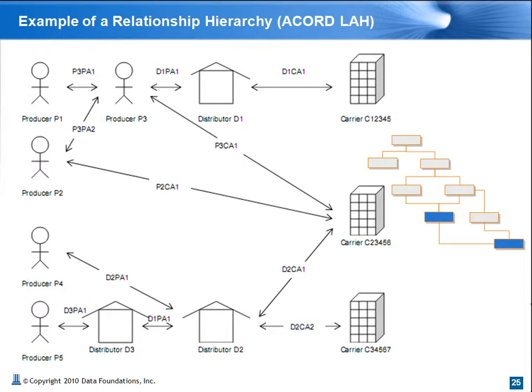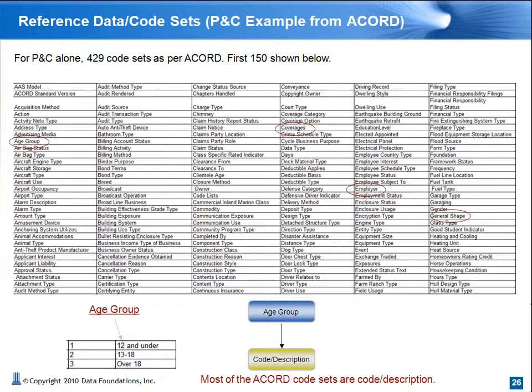ACORD provides 429 P&C code sets. This is an exhaustive and, personally speaking, fascinating list of code sets. By the way, can anyone tell me the application difference between breed and dog type? How about amusement device? Let's not dwell on that for too long.